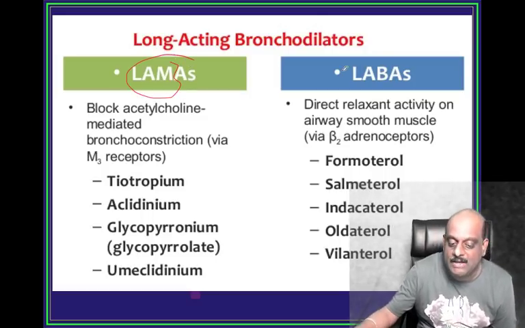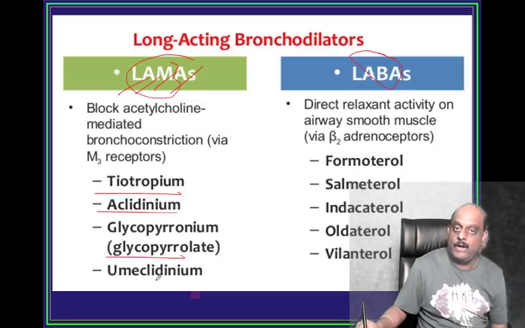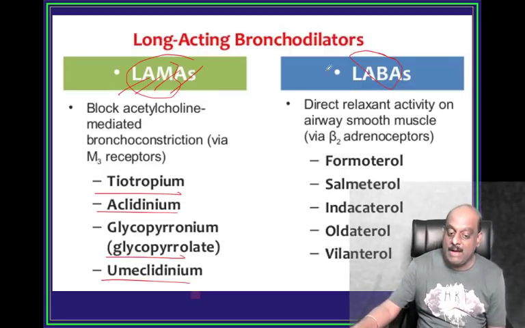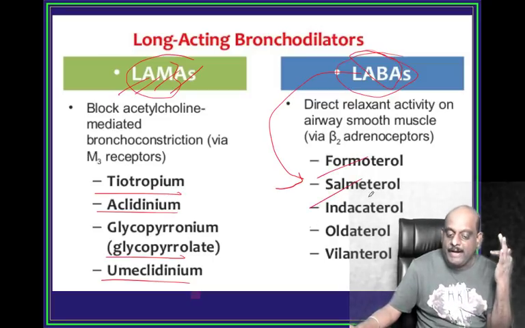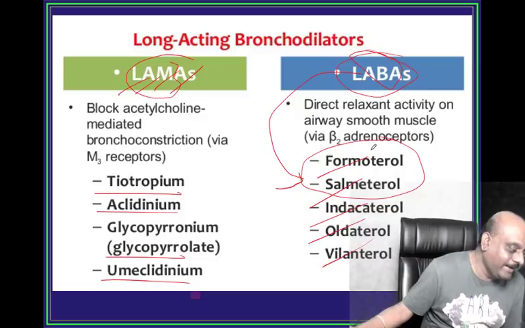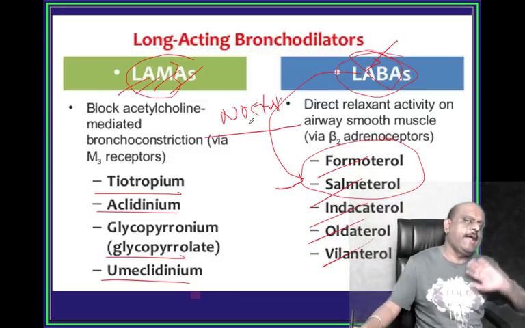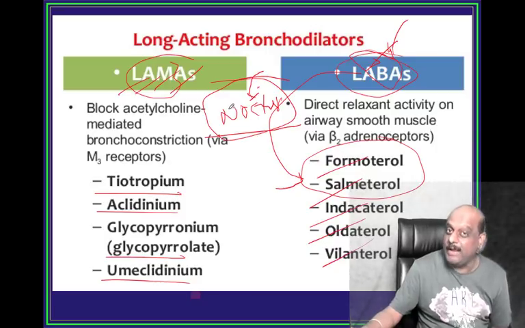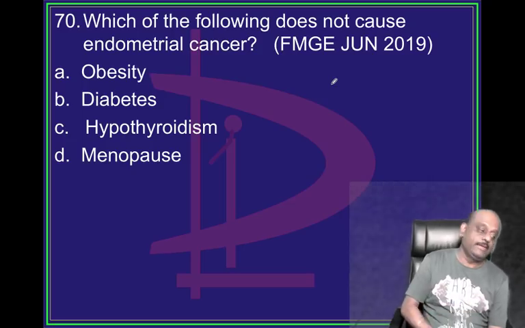What is LAMA, what is LABA? Long acting muscarinic antagonists: tiotropium, aclidinium, glycopyrrolate, umeclidinium, they're all LAMAs. Then LABAs, long acting beta 2 agonist agents: formoterol, salmeterol, indacaterol, olodaterol, vilanterol. Mainly formoterol and salmeterol, remember them. So where will you use LABA? Nocturnal asthma. The whole night, if you give a LABA, there is full night protection in nocturnal asthma. Similarly exercise induced asthma. LAMAs also have an important role.